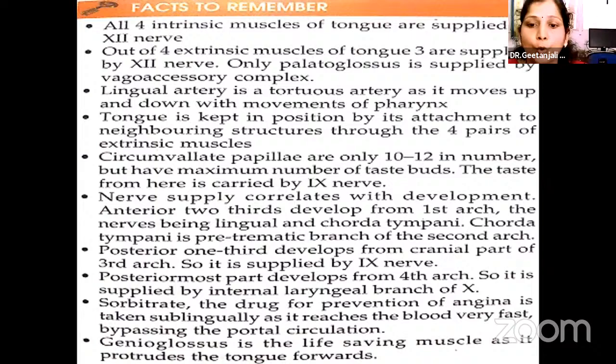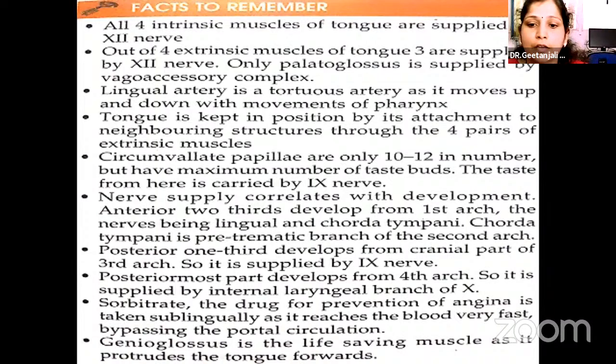Nerve supply correlates with the development. The anterior two-thirds develops from the first arch, the nerves being lingual and chorda tympani. Chorda tympani is the pretrematic branch of the second arch. The posterior one-third develops from the cranial root of the third arch, so it is supplied by the ninth nerve. The posteriormost part develops from the fourth arch, so it is supplied by the internal laryngeal branch of the 10th.